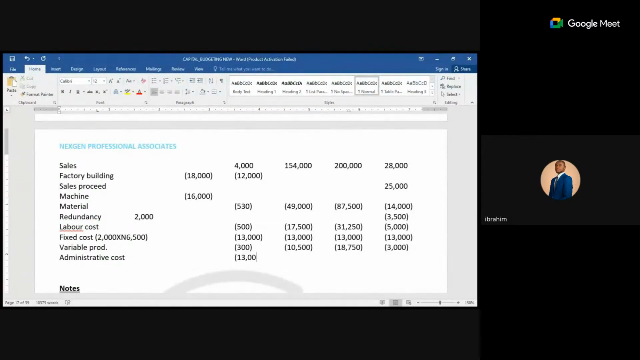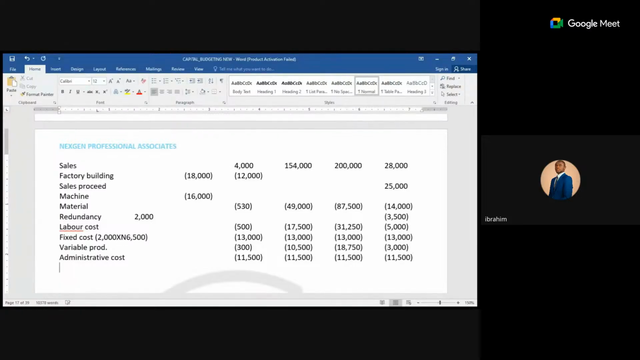13 million, right? 11,500. Okay, 11,500, sorry. So we have 11,500. Right? So the next one is 11,500. Right? So what next do we have?